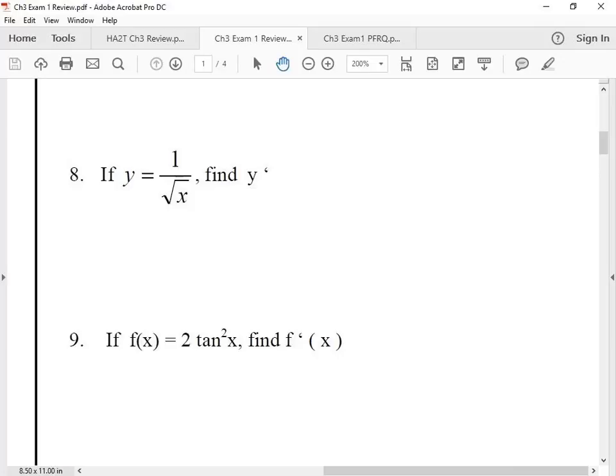So if we use the same strategy here for this one, this would be 1 over x to the 1/2 power. How would I make this not a fraction? This is the same as x to the negative 1/2 power. Now, can you take the derivative of that? Yeah. So if I take the derivative of that, you're going to get negative 1 over 2 x to the negative 3 over 2. This is our derivative. And I think that's all it wants you to do, right?